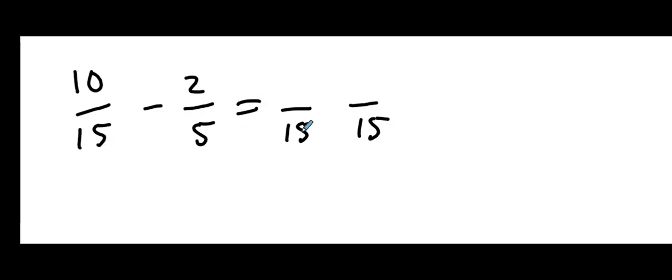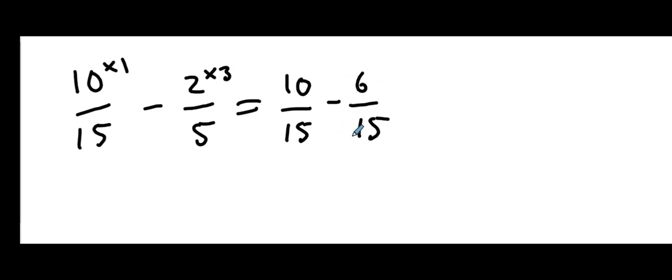So we divide our denominator into our lowest common multiple, so 15 into 15 goes once. Then we multiply our numerator by that outcome, so 10 times 1 is 10. And let's look at 2 over 5. So how many 5s are in 15? There are 3. So let's multiply 2 times 3, and that gives us 6.